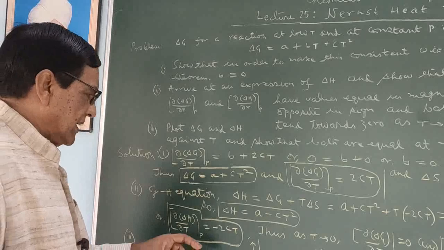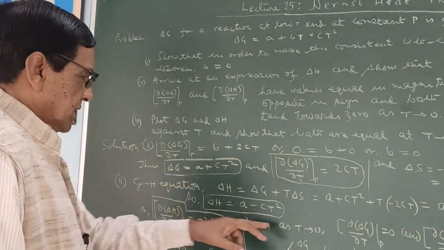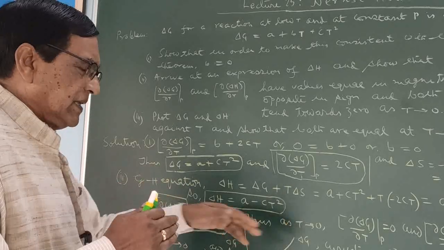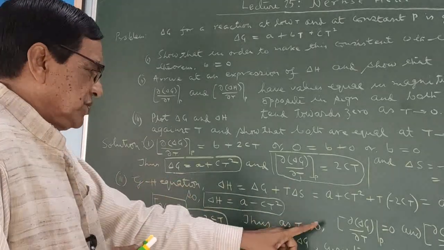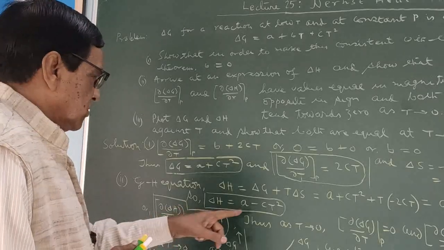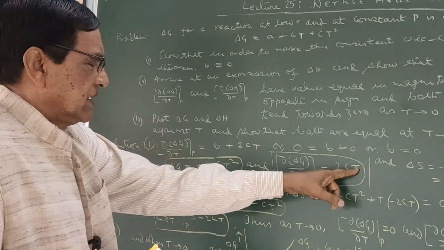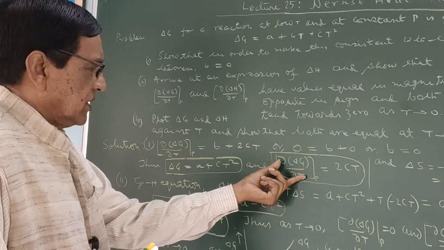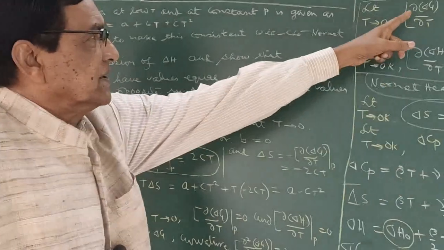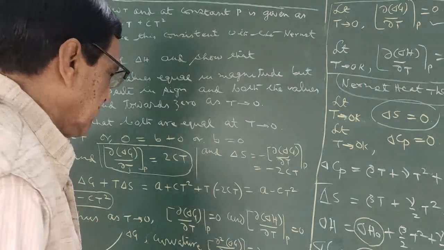Again differentiating this delta H with respect to T at constant pressure equals A is constant, minus 2CT. So as T tends to 0, means T is almost equal to 0, this one equals 0. So this one also, T tends to 0, means this one equals 0. So these two are 0, which are the Nernst heat theorems.